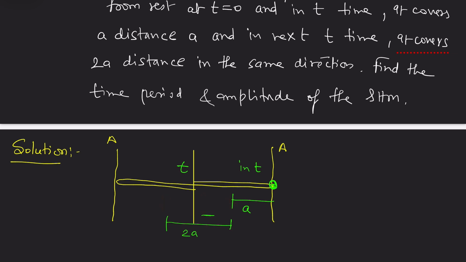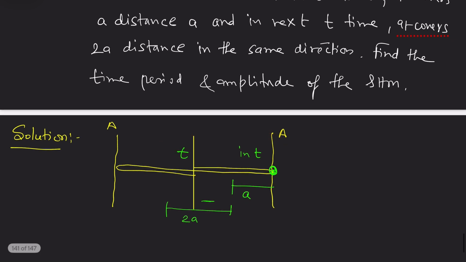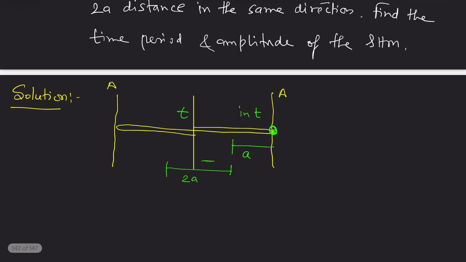Depending on whether the amplitude is greater than 3a, the particle will roam only on one side. And if the amplitude is less than 3a, then of course the particle will go on the other side of the mean position. So for both cases, we have to generate general equations.